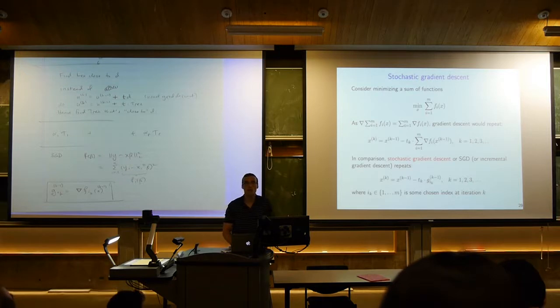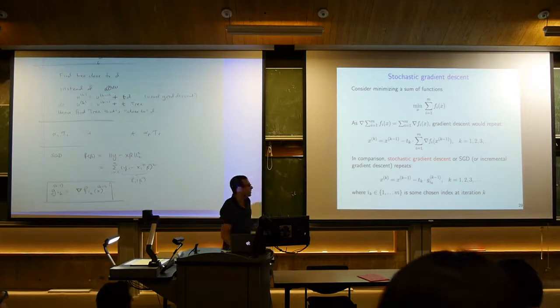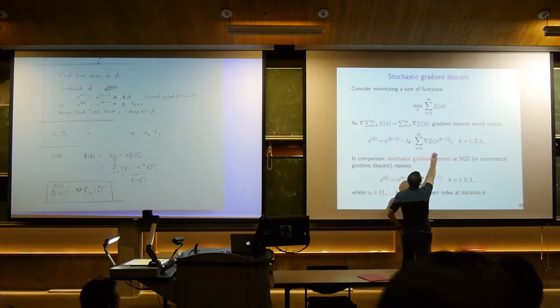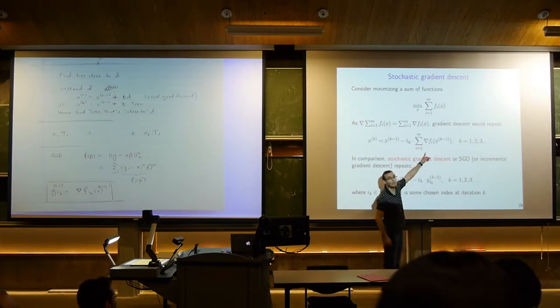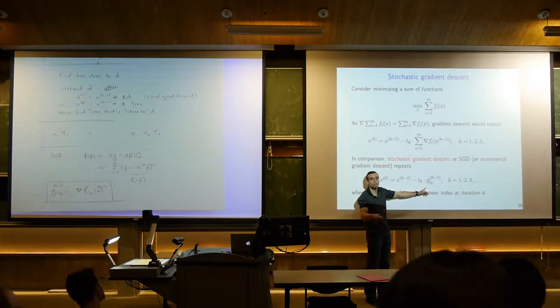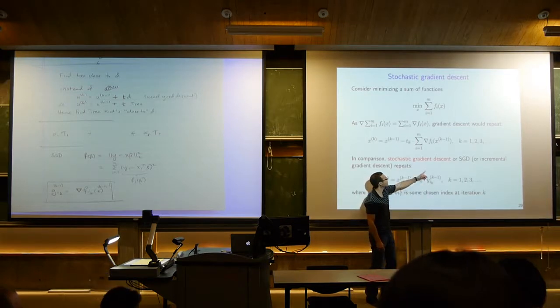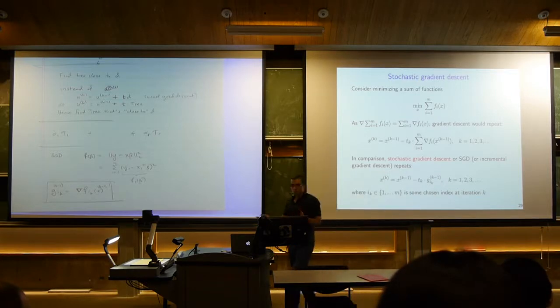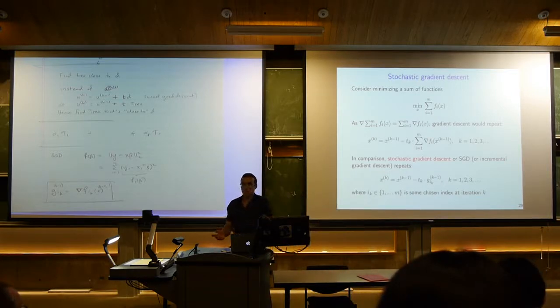Is there any difference computationally? It's not supposed to be a trick question. There's no difference because I'm just evaluating the gradients here, right? I have to evaluate m of them, and I'm adding them up. Here I'm doing the same. If I do m of these steps in a row, I evaluate each of these gradients, and I add them up. So not a really big difference computationally.